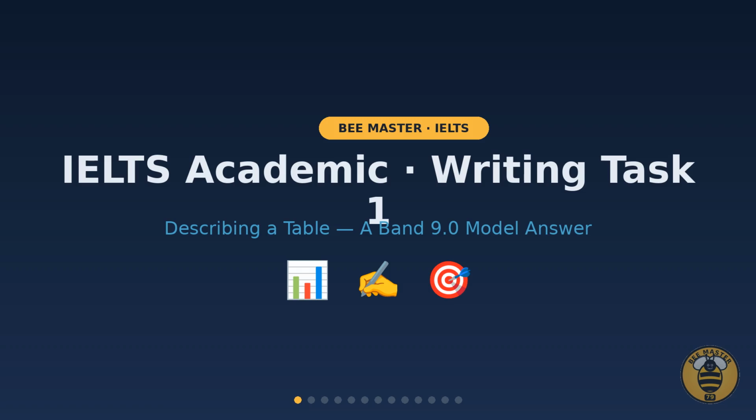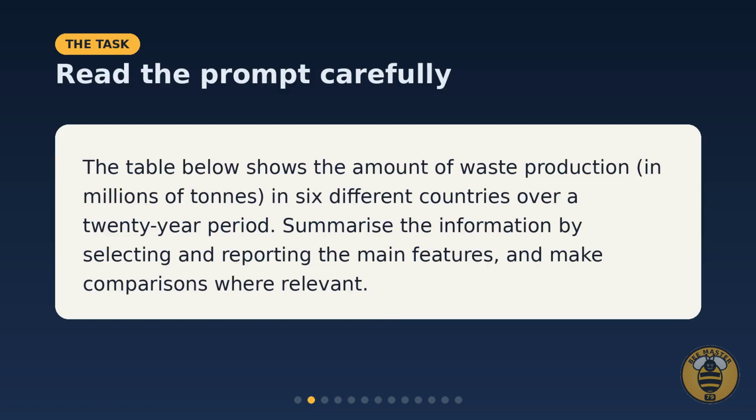Describing a table, a Band 9.0 model answer. Let's build a Band 9 answer, step by step. Here is the task. The table below shows the amount of waste production, in millions of tons, in 6 different countries over a 20-year period. Summarize the information by selecting and reporting the main features, and make comparisons where relevant.